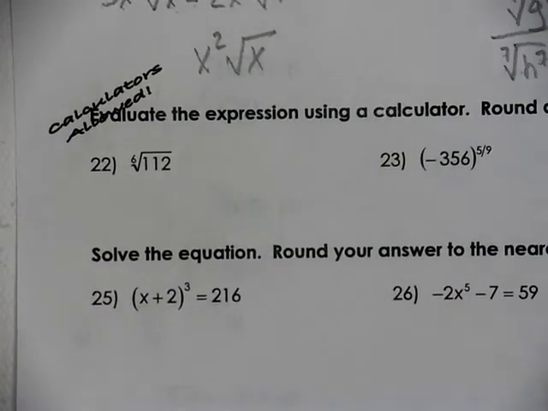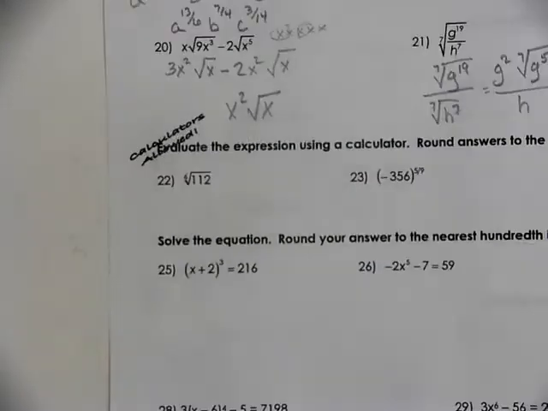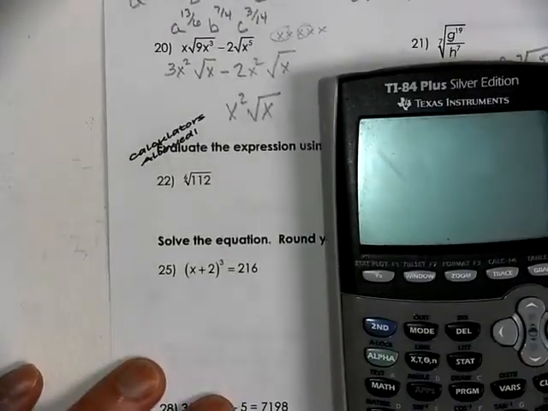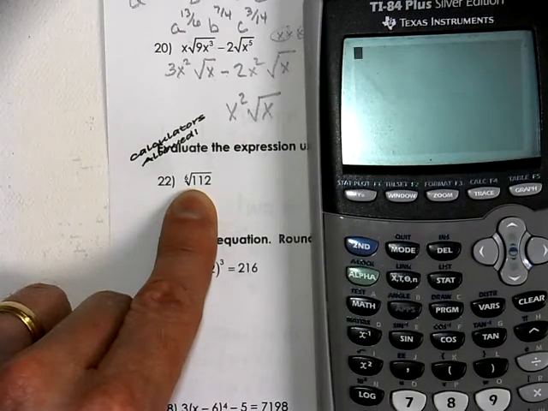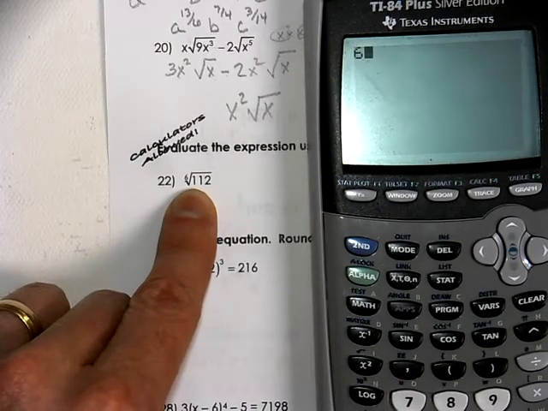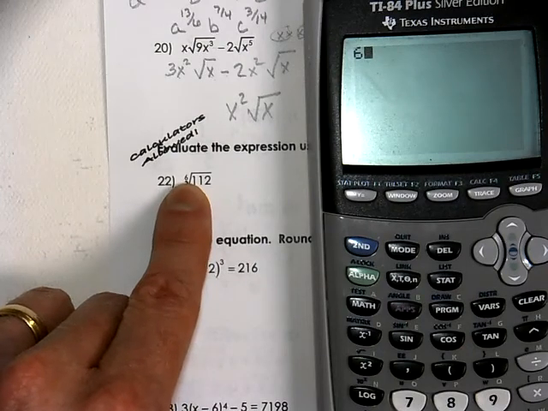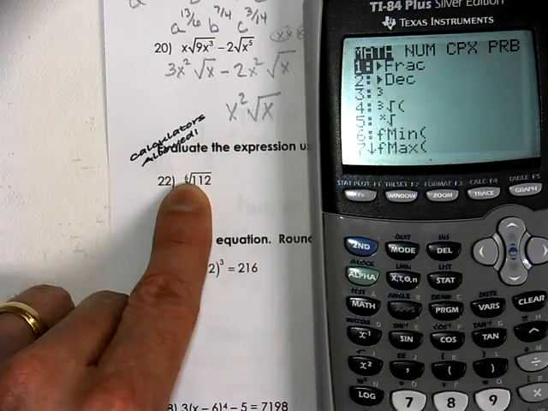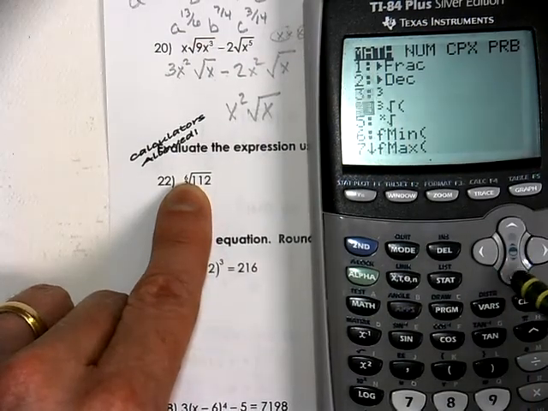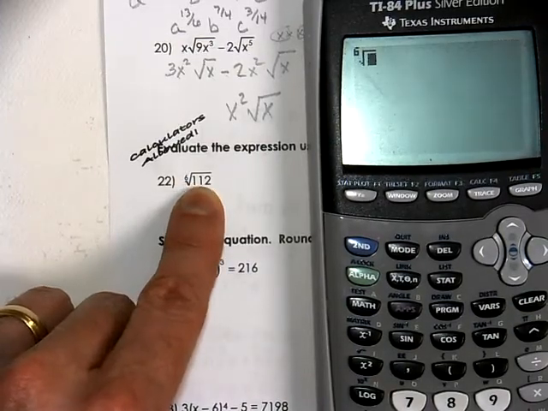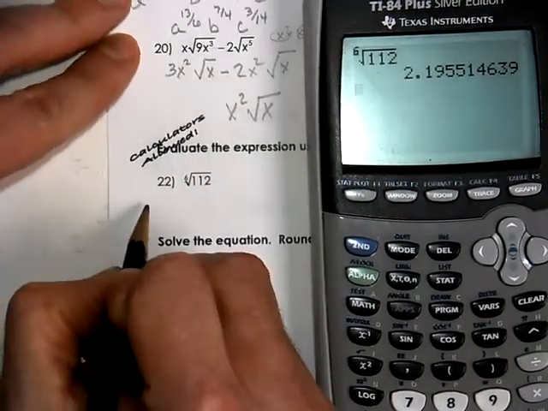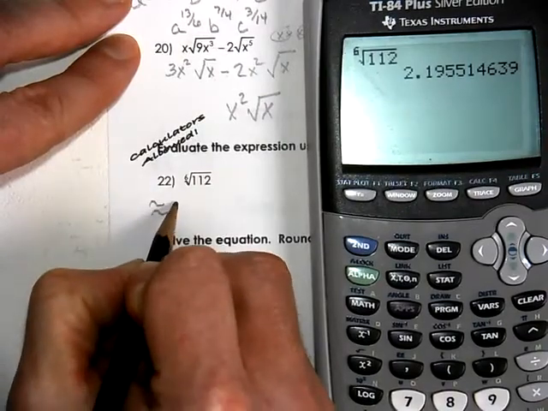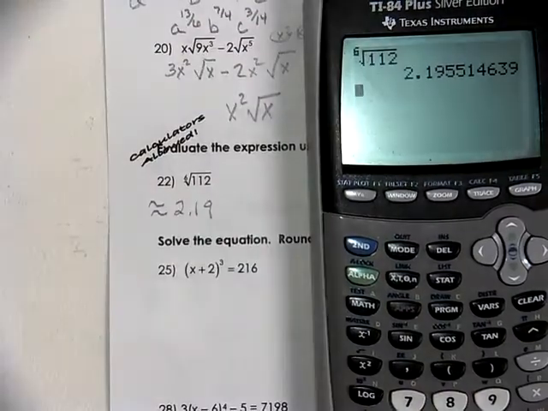Here we're using a calculator. So the 6th root, we're going to hit the 6 button first because it's the 6th root. The math key right underneath the alpha. We're going to go down to number 5. And we put in our 112. And that gives us approximately 2.19.